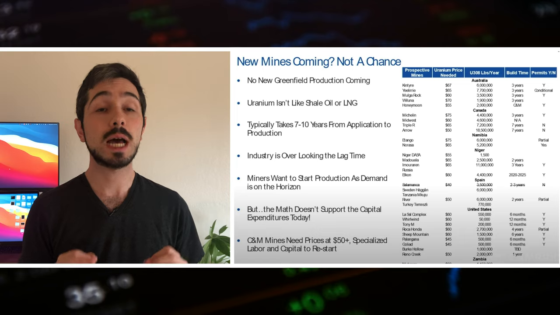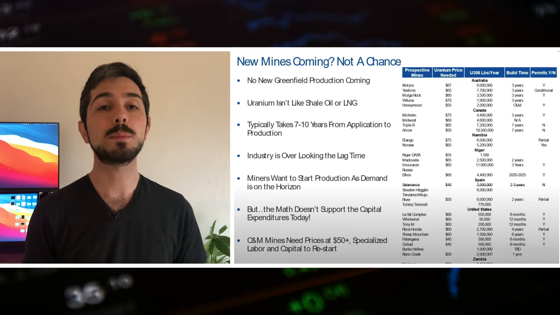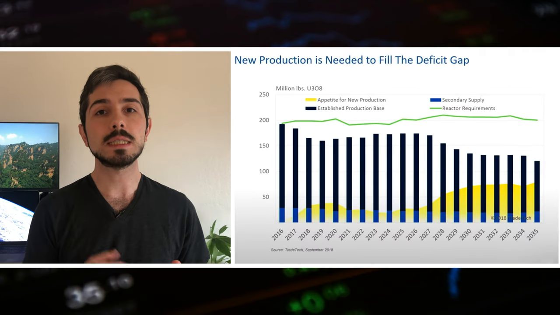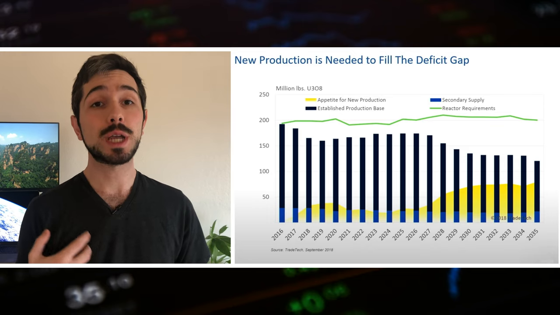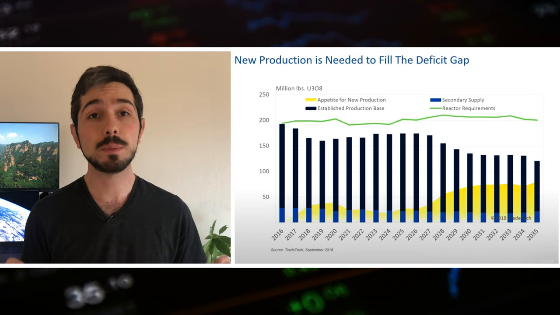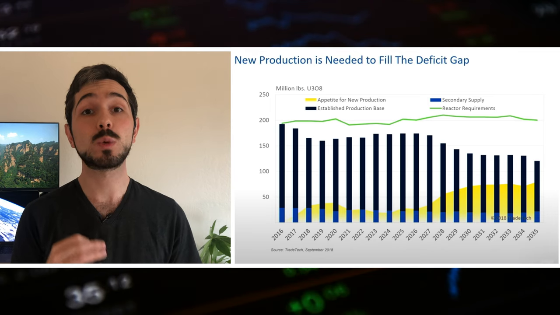Okay, so let's take a look at the many factors that are driving this. First, as I mentioned before, there are no new mines coming back online before the price of uranium hits $50. And as you can see in this model, where the green line represents the demand from nuclear reactors, and the blue bars represent the total production base, there will be a large deficit that will only increase over time, and that in turn might increase uranium prices.